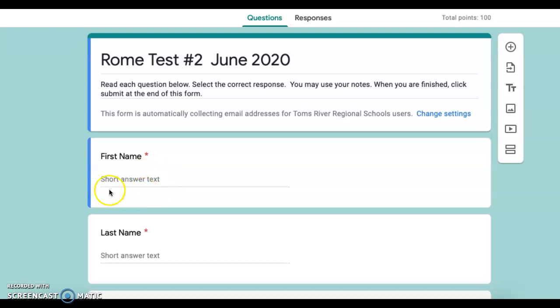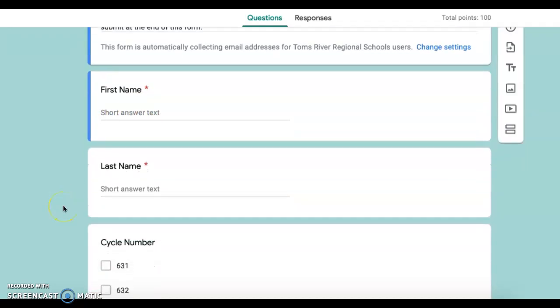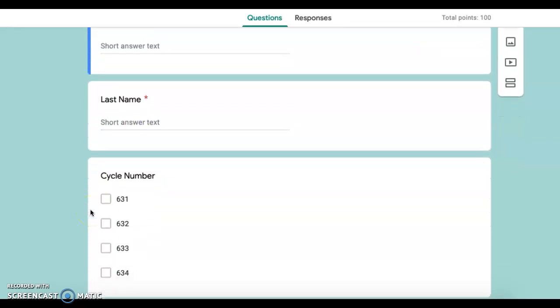First, type your first name here. You will now type your last name here. Now you will select your cycle number.